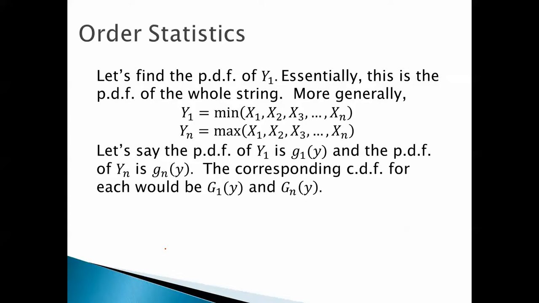They're all out. More generally, y1 is the minimum of the x sub i's, and y sub n is the maximum of x1, x2, ..., x sub n. Now let's say the PDF of y1 is g1 of y, and the PDF of capital Y sub n is g sub n of y. The corresponding CDFs for each would be capital G1 of y and capital Gn of y.